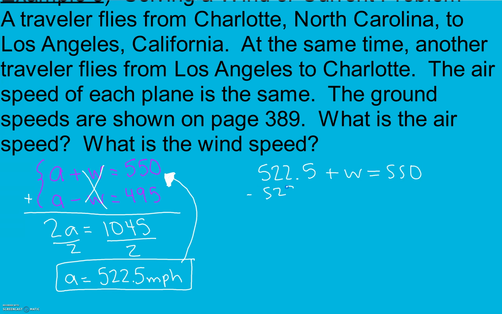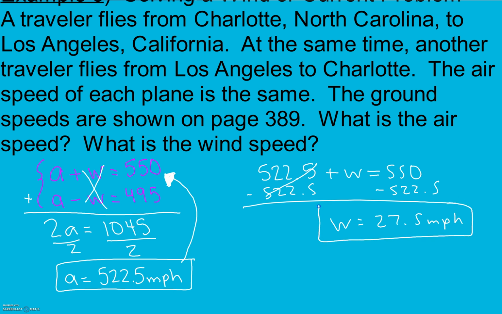We subtract to get the W by itself. We want to know what our wind speed is. And W is going to be 27.5 miles per hour, which seems like just an average Tuesday here. But when we factor in how high the airplanes are, usually winds are a little higher there. So the airplane itself is going 522.5 miles per hour. The wind is 27.5 miles an hour.